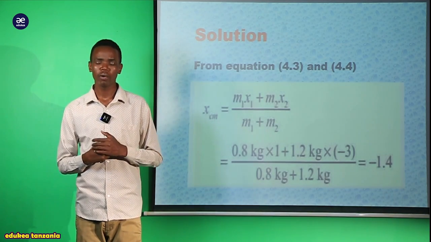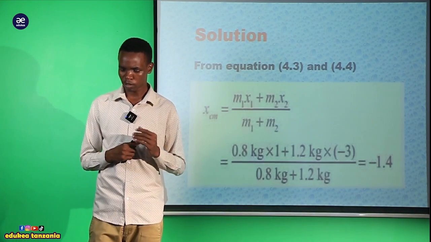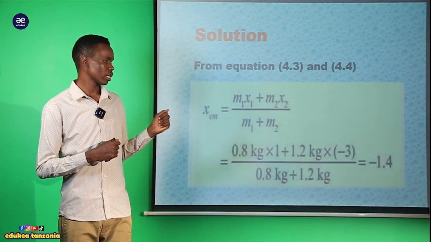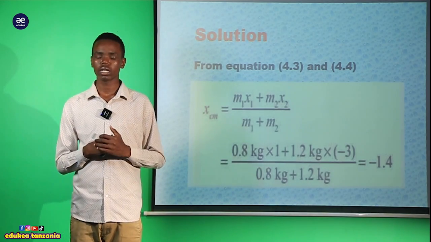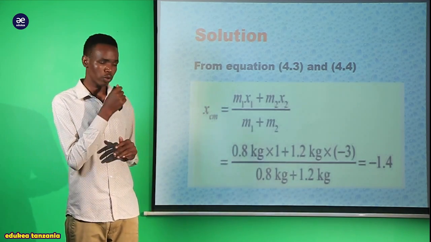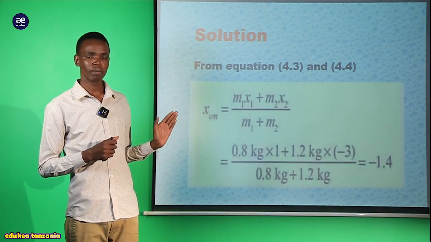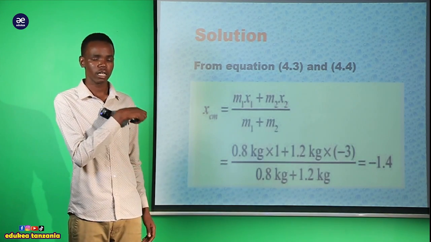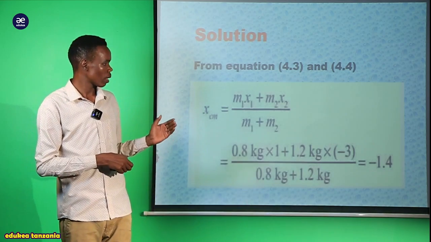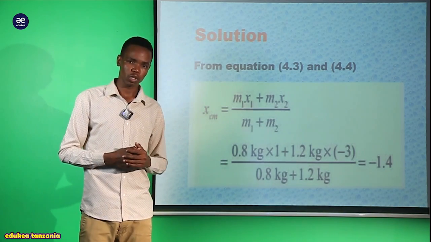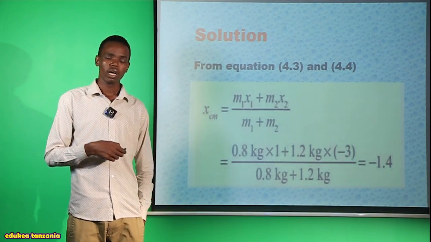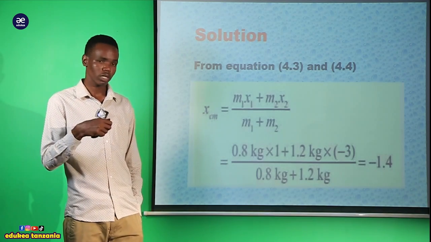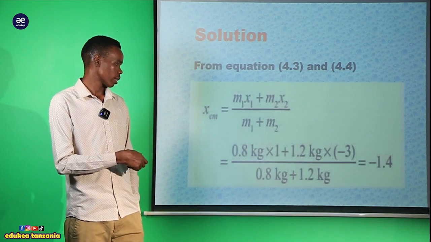But from our question we have our values, because in our question we have been given our data. So we are supposed to substitute the data we have been given into our equation here. Mass 1 is equal to 0.8, mass 2 is equal to 1.2, x1 is equal to 1, x2 is equal to -3. So we will take our values and substitute them.